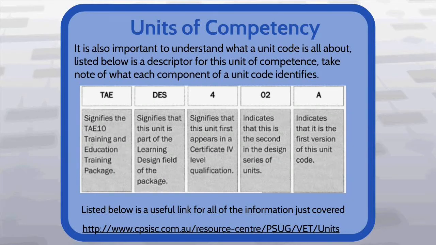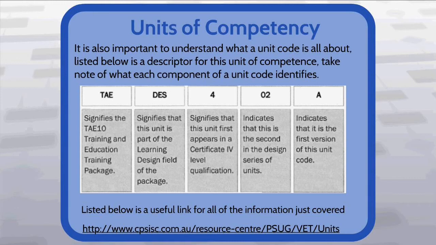So it's also important to understand what a unit code is all about. Listed below is a descriptor. I'll only go through this briefly because I originally planned that we'd go through a unit of competence, but due to time constraints, I'll just quickly explain it. Each unit of competence, each subject, has its own code and name. For instance, this unit, TAEDES402A, which I'm pretty sure is design and develop, uses training packages and accredits this particular unit. This is its code, and this is what that code means.